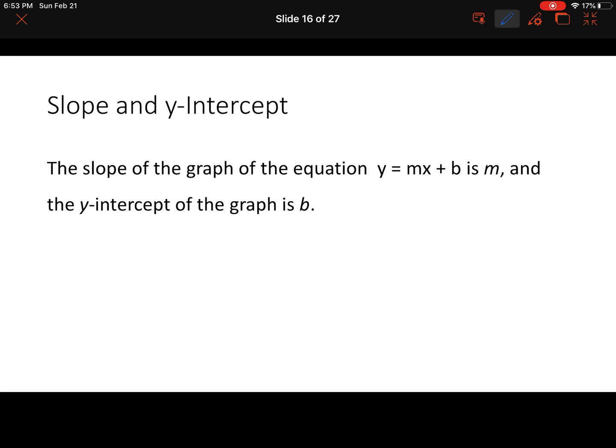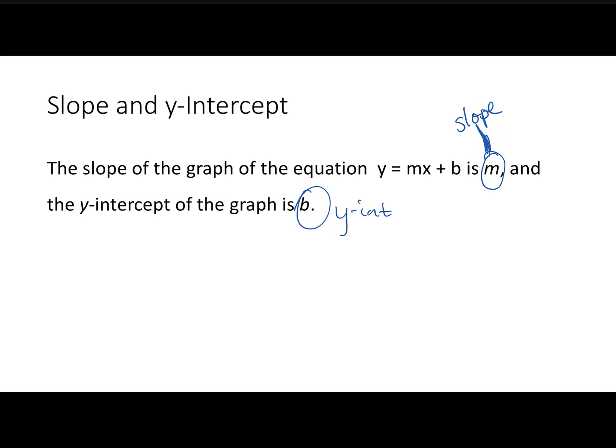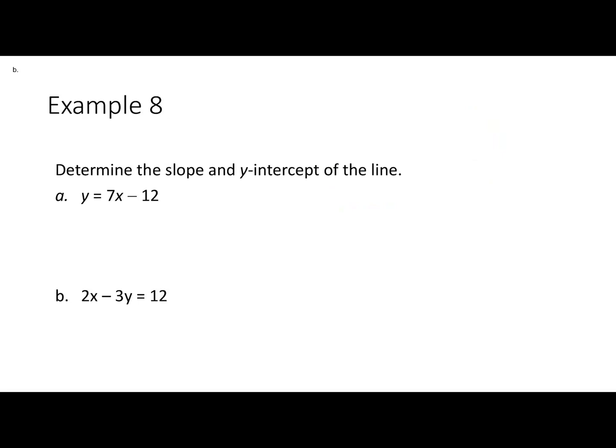Slope and y-intercept. The slope of the graph of the equation y equals mx plus b, and the y-intercept of the graph is b. All right. M, we already talked about this earlier. This is the slope, if we're focusing on slope-intercept form. B is the y-intercept. We got this though. Let's keep digging.